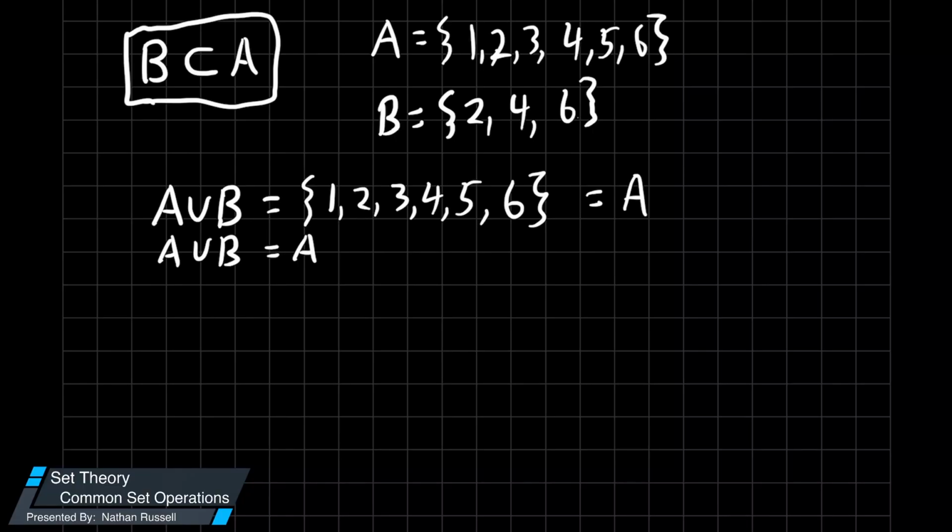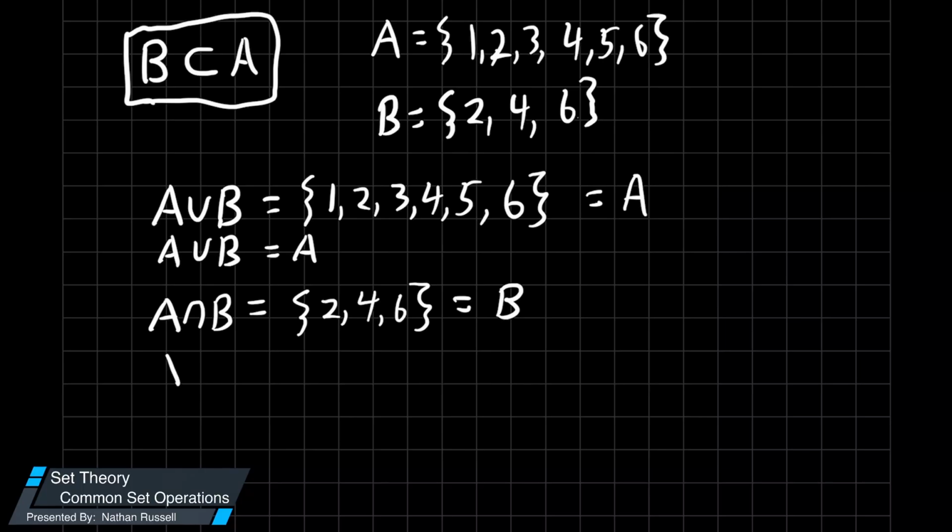Now let's consider the intersection of the two. We may be able to move a little bit quicker because I think you guys see where this is headed. A intersect B is all the elements that are in both A and B. Well, since B is a subset, doesn't that basically mean that this is just set B?